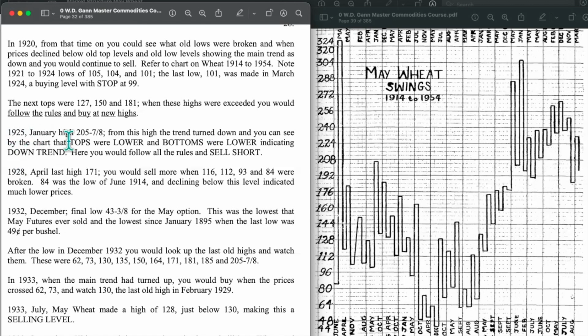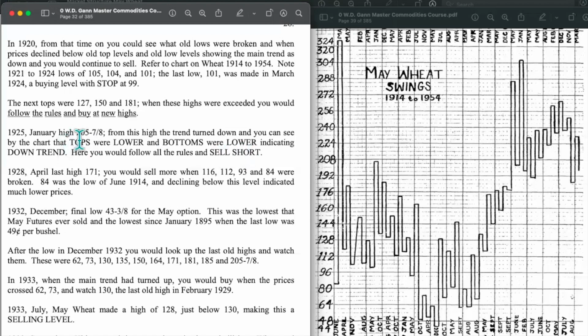1925 January high was 205 7/8. Now, if we look at this high specifically, Gann basically mentions over here that from this high the trend turned down, and you can see by the chart that tops were lower and bottoms were lower, indicating a downtrend. Here, you would follow all the rules and sell short.